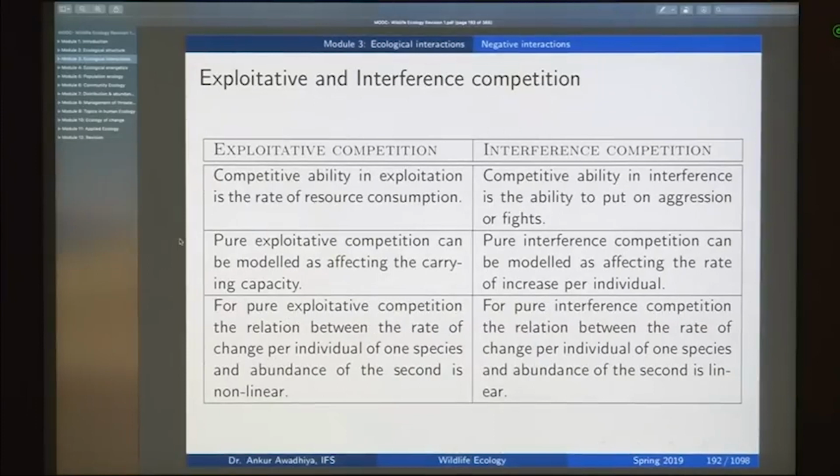Then in the case of exploitative competition, the competitive ability is the rate at which one organism is using up the resources. In the case of interference competition, it is the ability to interfere or to put up aggressive displays or to put up fights. Then exploitative competition can be modeled as affecting the carrying capacity, and pure interference competition can be modeled as affecting the rate of increase per individual. For pure exploitative competition, the relation between the rate of change per individual of one species and the abundance of another is non-linear, whereas in the second case it is linear. So, we have seen this in the case of our equations where we were governing these interactions.